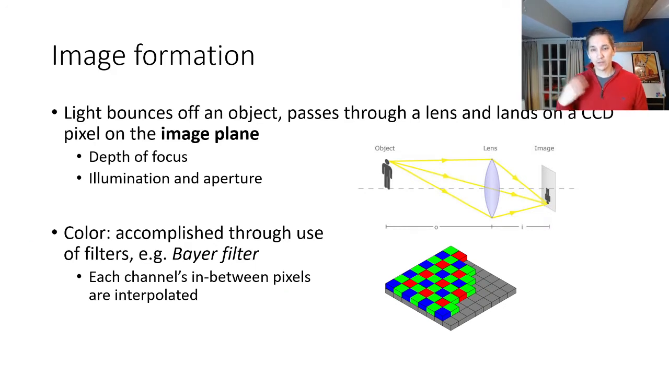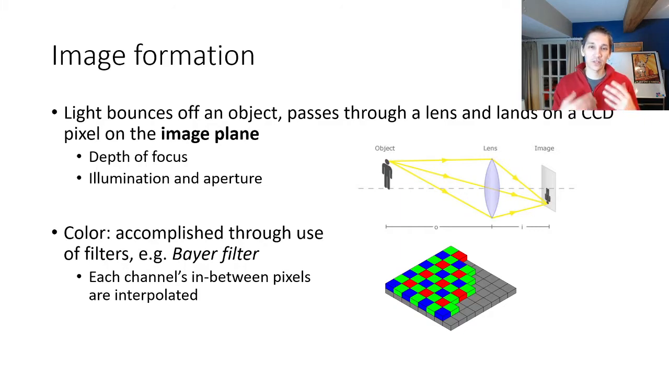Okay, so let's think about how to deal with images and work with images. Basically, we'll be looking at basic camera modeling. So in general, to get light into a camera, light bounces off some object. It goes through the lens of the camera and then lands on some CCD pixel. This pixel will be on some plane called the image plane.